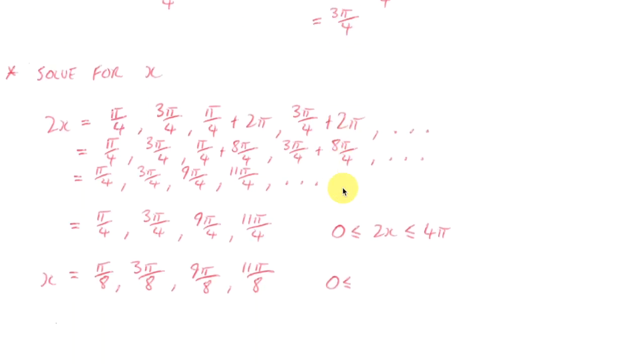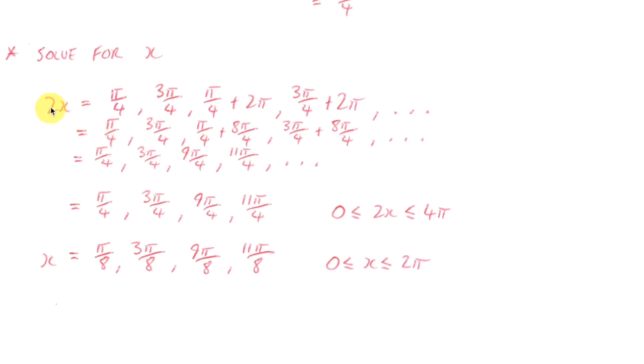We now need to come up with solutions for x. So 2x will equal pi on 4 and 3 pi on 4. And then I take that pi on 4 and add another 2 pi to it. And I take the 3 pi on 4 and add another 2 pi to it. I can continue on like that. Remember that I just want solutions for 2x being between 0 and 4 pi, so I don't need to go negative. And obviously if it's between 0 and 4 pi, I'm not going to add multiples of 4 pi to it either.